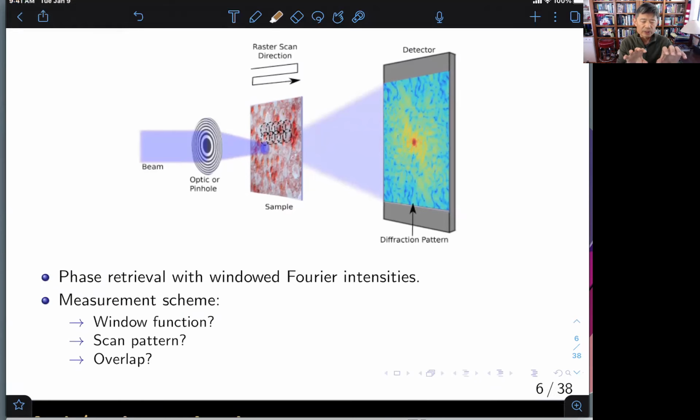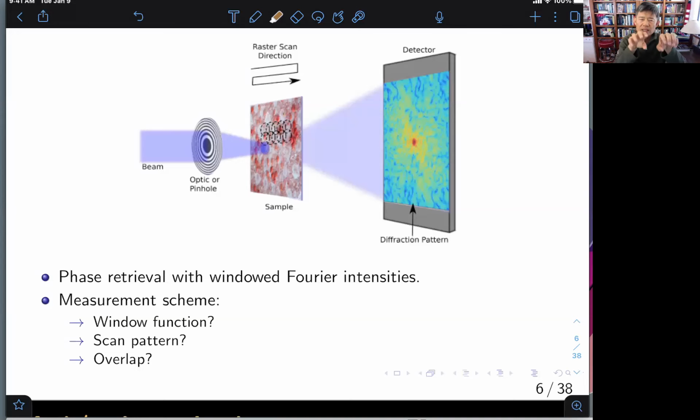the probe position and the next position overlap to a certain degree. The overlapping is what provides the redundancy that is necessary to reconstruct the object. If you have a scanning probe that is entirely non-overlapping, then you're not going to recover the object, because that's even worse than having just one diffraction pattern, the whole diffraction pattern.